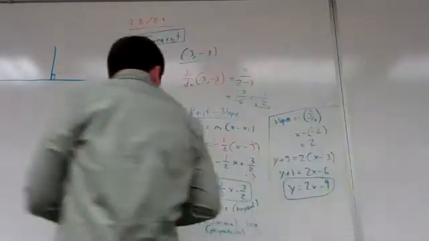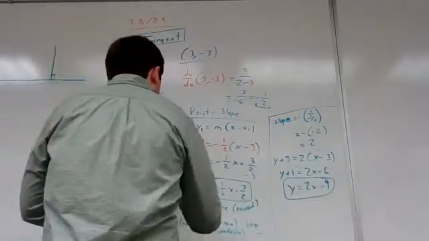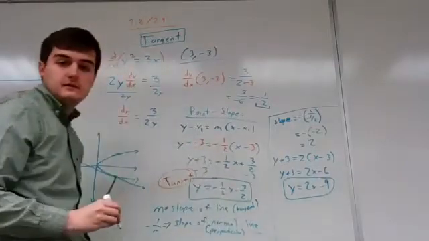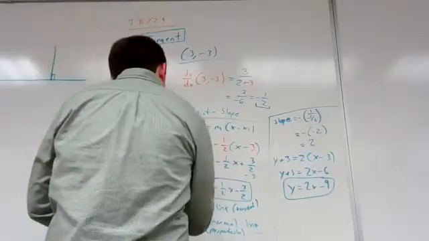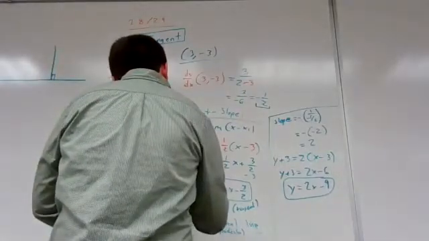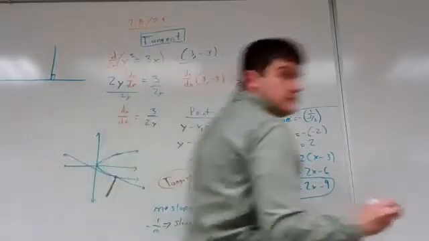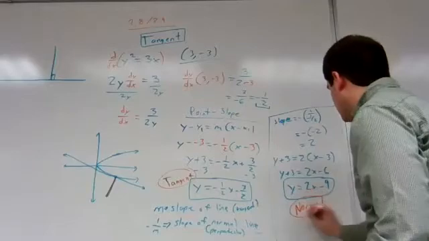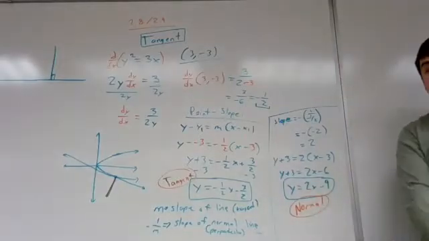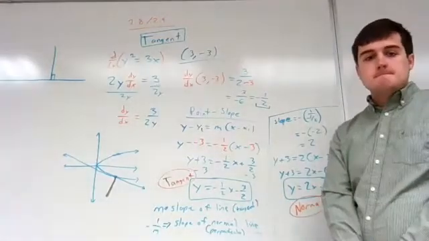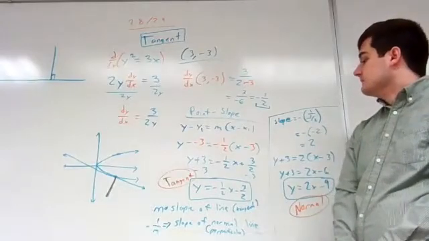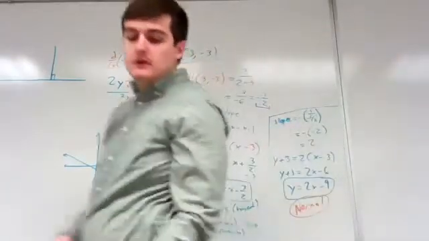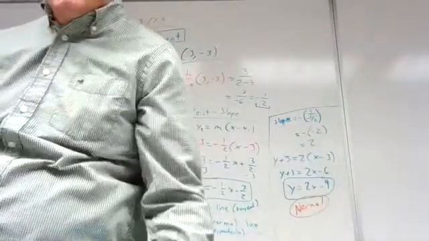So this is the tangent here, sorry, and this line here is the normal. So that's how we find that. Okay, cool. So that is implicit differentiation.